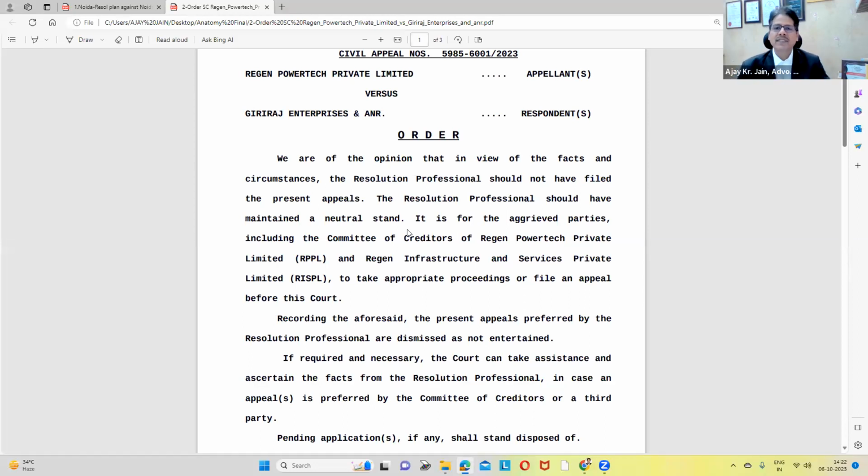Here the Supreme Court says the resolution professional is an independent entity. He should not file any appeal against the order of NCLT or NCLAT. Here the aggrieved person, RP is not the aggrieved person. RP is supposed to manage the CIRP or liquidation process of the CD only. If there is some personal problem.